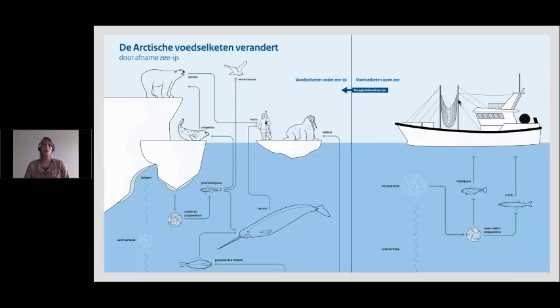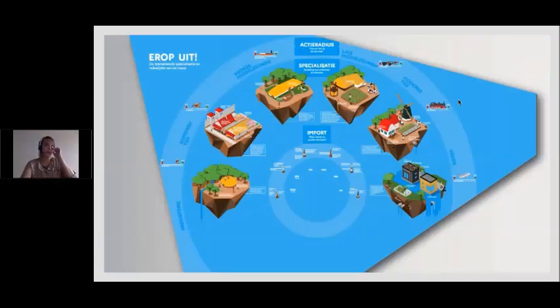So this is a work in progress, and it's about the food chain in the Arctic Sea, so the North Pole, and two different food chains that take place there, one on the ice and one on the open sea. And processes usually have arrows in them connecting different parts of the infographic with each other. Then you also have timelines, for example, as an infographic.